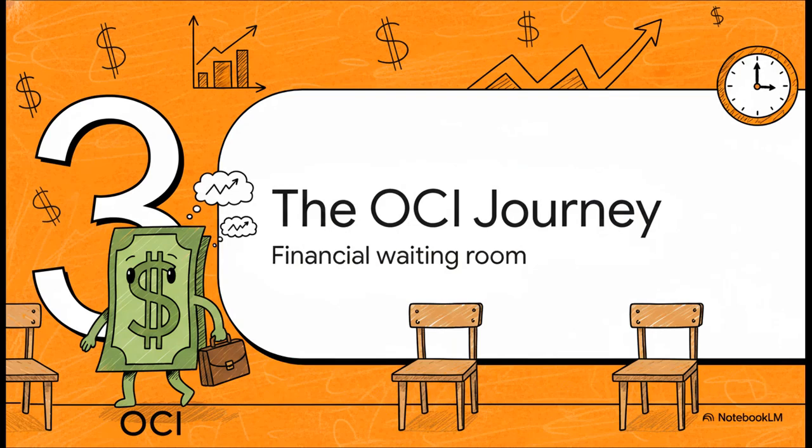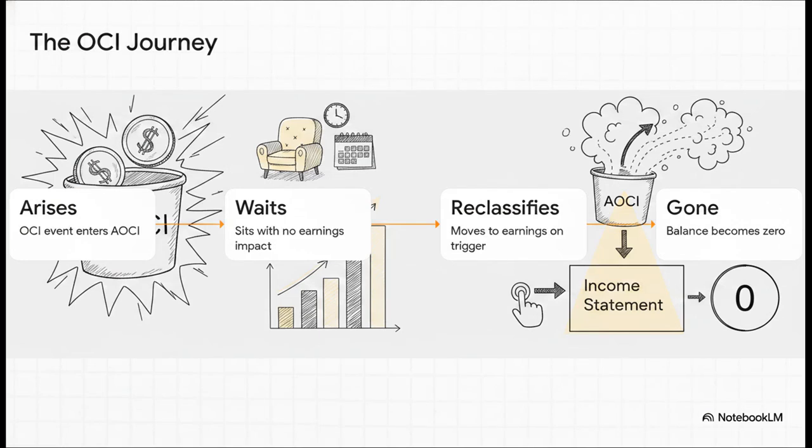Inside the financial waiting room. Let's trace a single generic dollar's journey through OCI, and I want you to frame it not as a permanent destination, but as a temporary waiting room. Every single OCI item follows this exact 4-stage path from origination down to 0. Stage 1. It arises. The OCI generating event happens, you debit or credit your asset or liability, and the offset hits OCI, entering that AOCI bucket on the balance sheet.